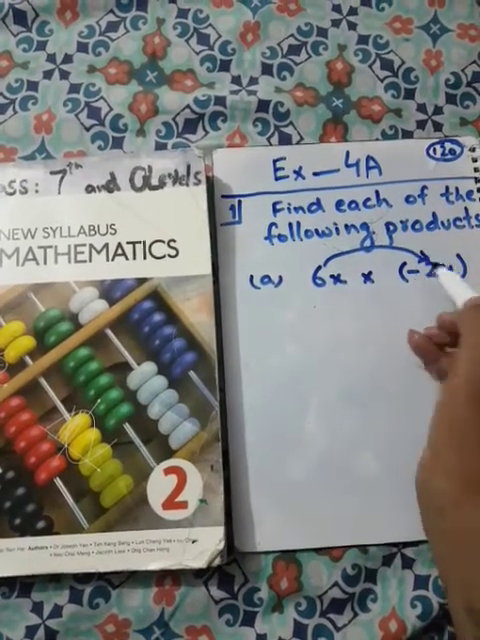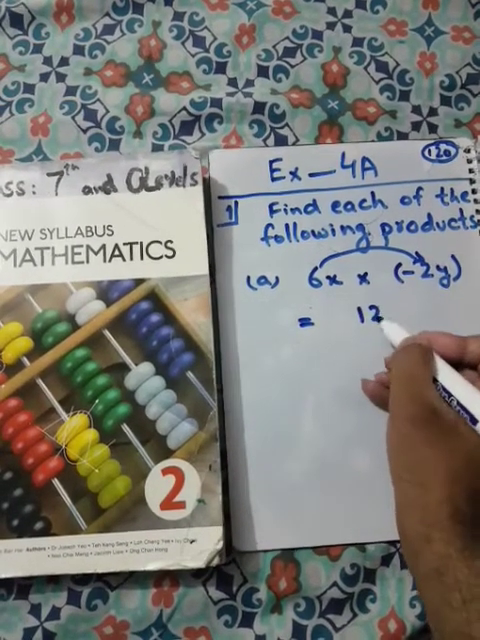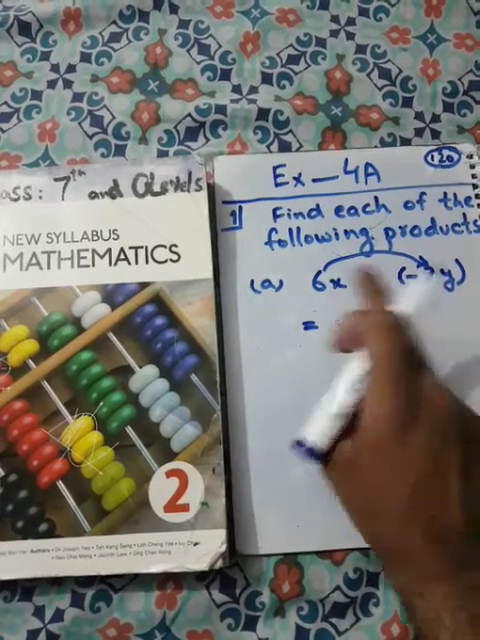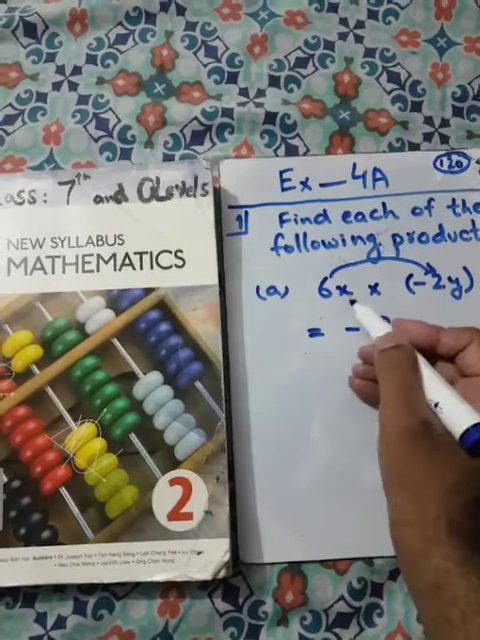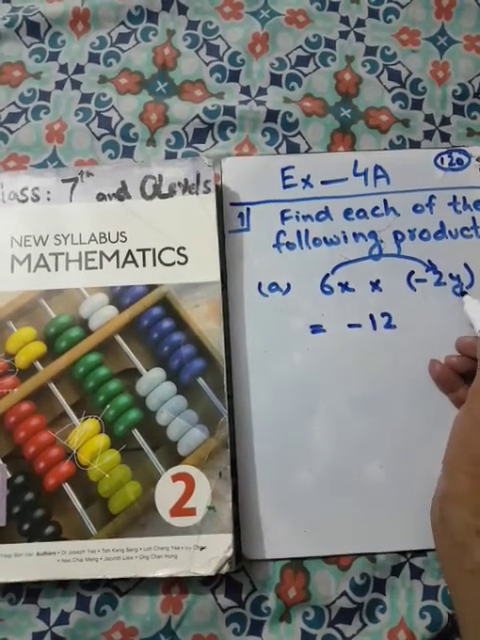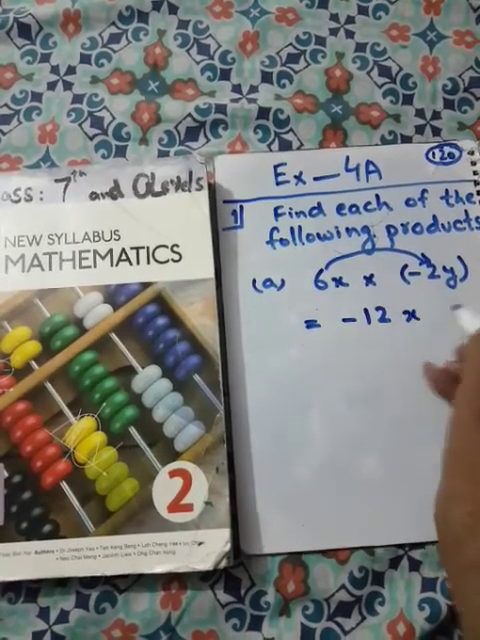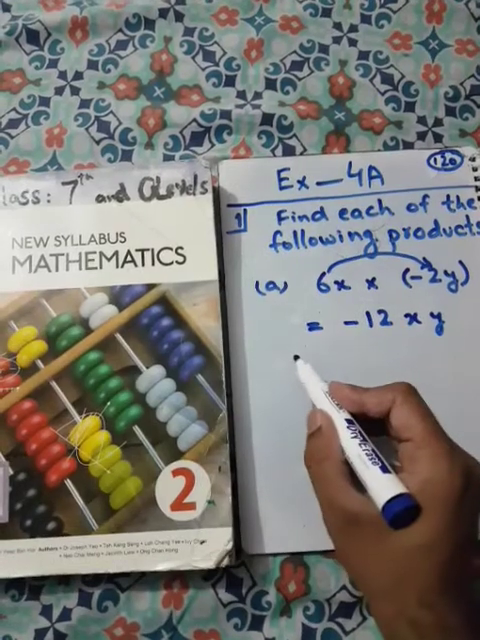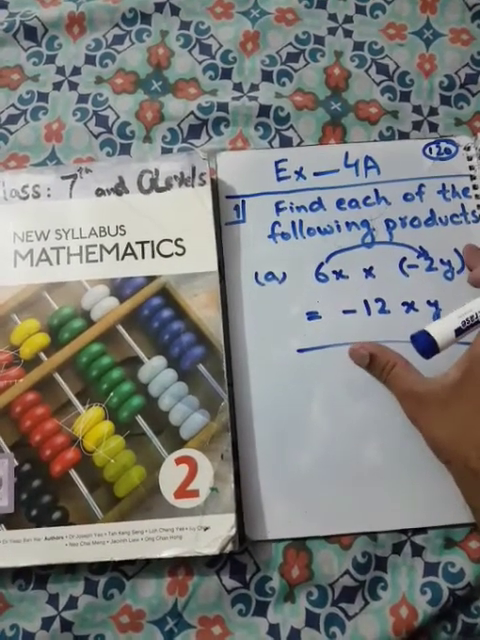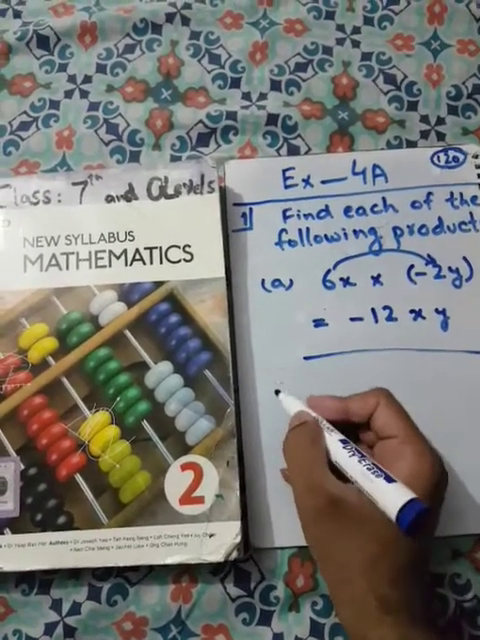6 will be multiplied with everything inside the bracket. 6 times 2 is 12. Since 6 is positive and 2 is negative, plus times minus gives minus. Variables will also be multiplied with the variables inside the bracket. x was here and y was there, so it will be 12xy. The question has been finished. You can stop the video here and make a note of this question. Now let me do the B part of the same question.